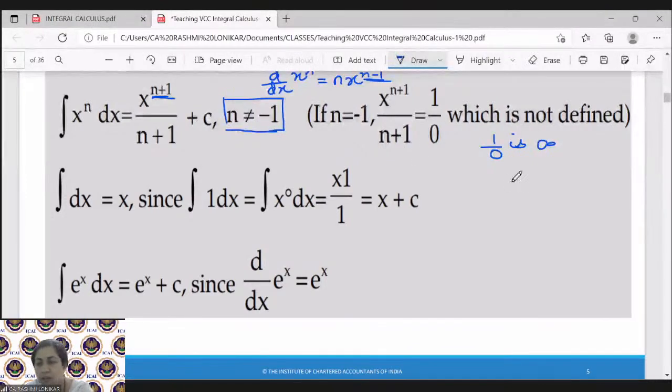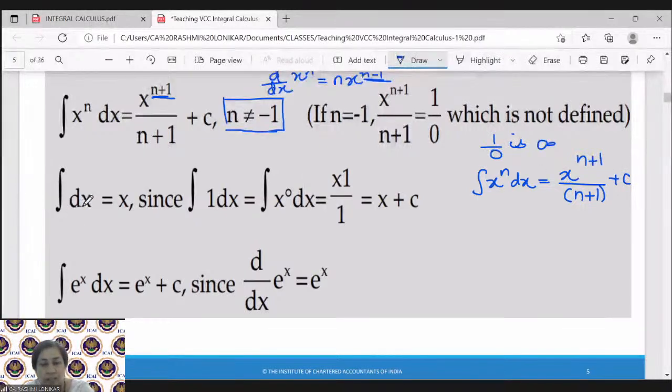1. So the first formula that we are doing is integration of x raised to n dx. Integration of x raised to n dx is equal to x raised to n plus 1 upon n plus 1 plus c, where c is a constant.